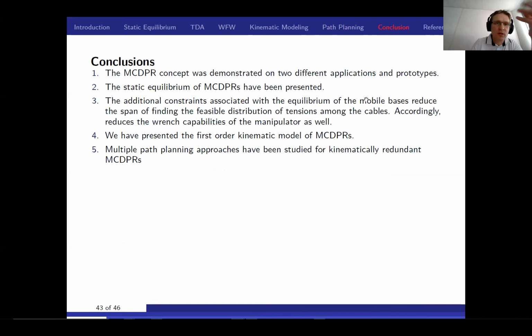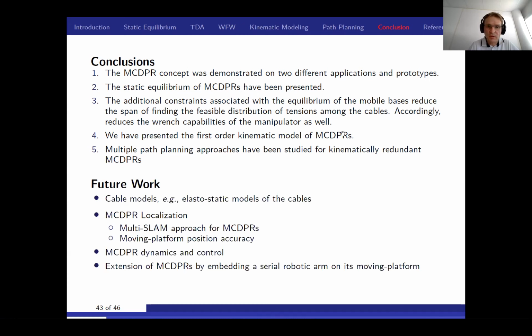Just to sum up, to conclude: in Nantes, over the last few years we have been working quite a lot on the design, modeling, and control of reconfigurable cable-driven parallel robots. Today I gave you a focus on some work we did on the modeling and the path planning of mobile CDPR. For sure, there is still a lot to be done.